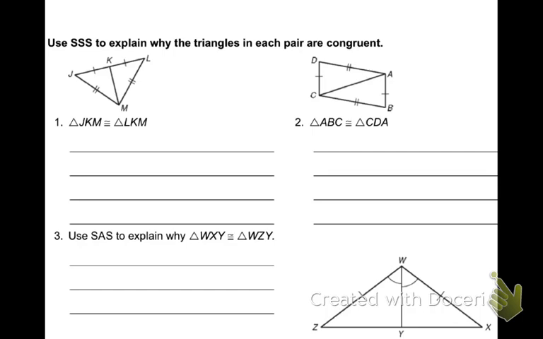So let's look at number 1 here. It says, use SSS to explain why the triangles in each pair are congruent. First off, what's SSS mean again, Spencer? Side, side, side. So I need JKM is congruent to LKM.